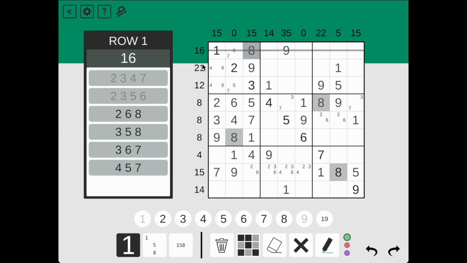And now let's look again here. Okay, we've got an 8 included. And this is either a 5 or a 7. It has to be the 5. That makes this a 3. And this is a 7.